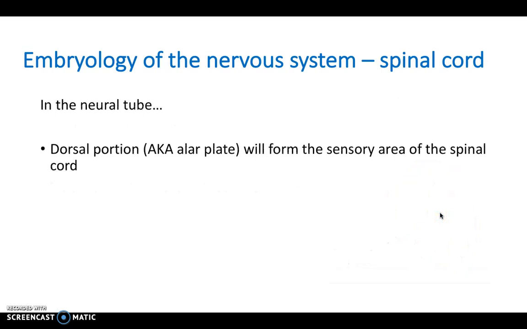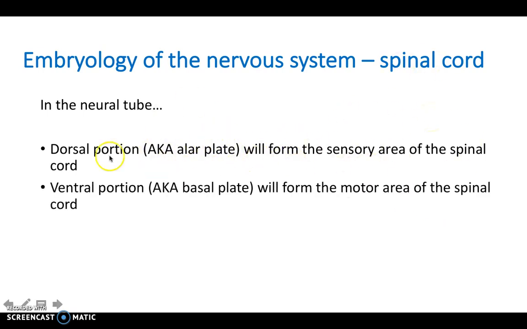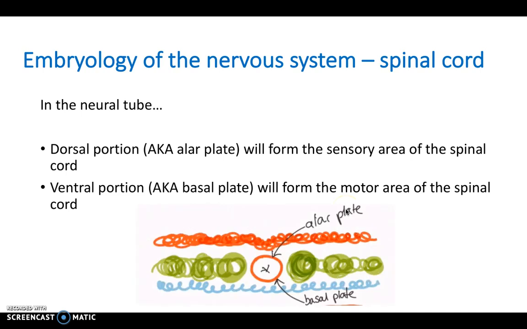So in the neural tube we have a dorsal portion, which is also called our alar plate, and this is going to form the sensory area of the spinal cord. So associate the dorsal or alar plate with the sensory area, and the ventral portion or the basal plate will be the motor area. What's really important is our dorsal ganglia in our spinal cord carries sensory information, and our ventral portion of the spinal cord carries motor information, and therefore this is a clear link to embryological derivation. The alar plate, as you can see, is on this side, and the basal plate is down here, appropriately being dorsal and ventral.